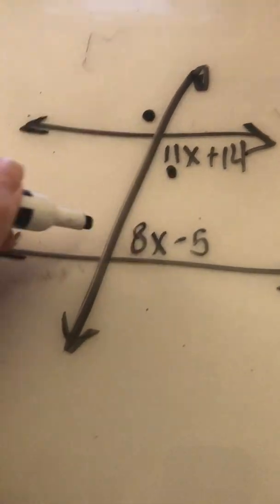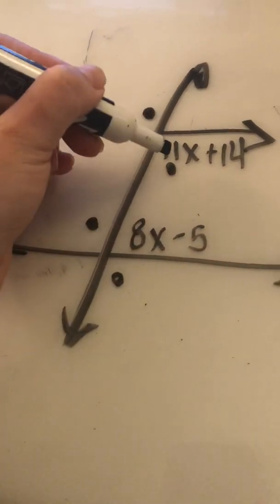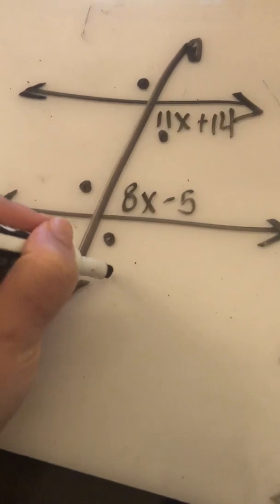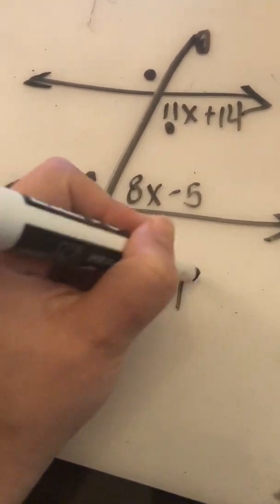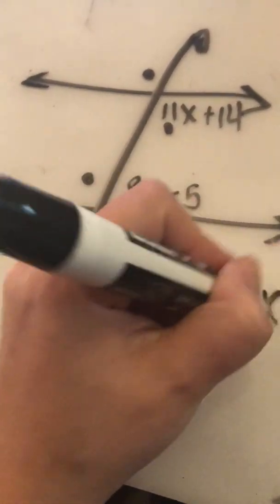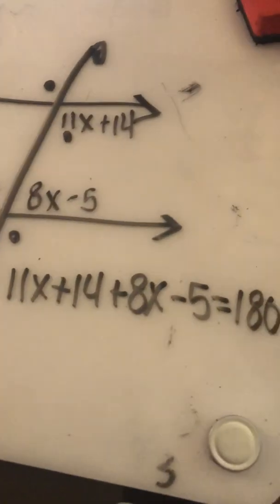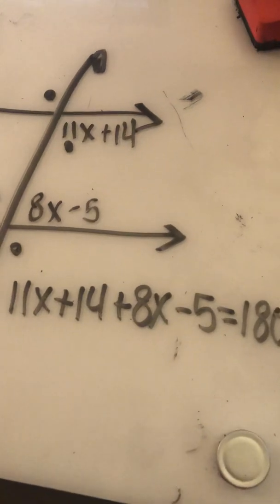If I do my dot test, I see that this one has a dot, this one does not have a dot, which means they add to 180. So this equation should be 11x plus 14 plus 8x minus 5 equal to 180. You would solve your equation and get that value for x, okay, and pick it on your form.